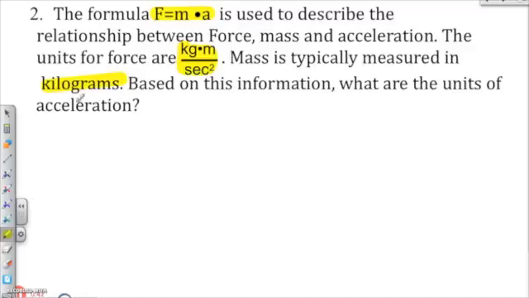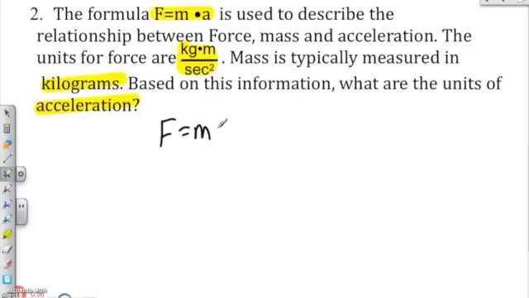So we are asked to find the units for acceleration. We are given units for force and we are given units for kilograms. We're also given the formula F equals m times a. Now, we said we are trying to find acceleration. So we're going to use our literal equation skills to get that acceleration by itself.